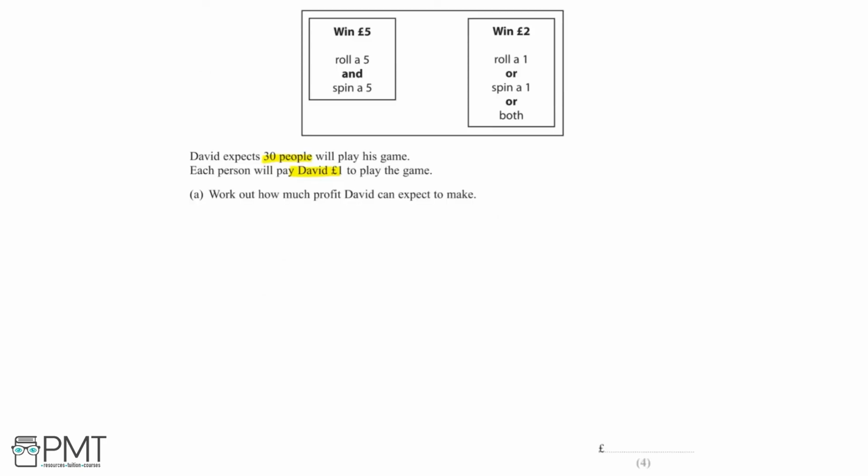Now as a general rule in probability, we can say that when we have "or", it means we have to add, and when we have "and", it means we have to multiply. The first thing that we can do is to start by thinking how much money David will make from the number of people who play. If David expects 30 people to play his game, and each person will pay David £1, he'll get a total amount of money, which is 30 multiplied by £1, which is £30.